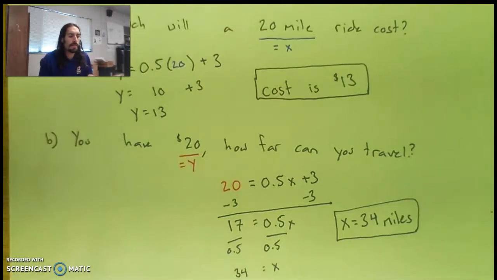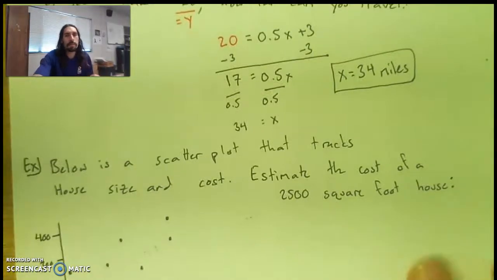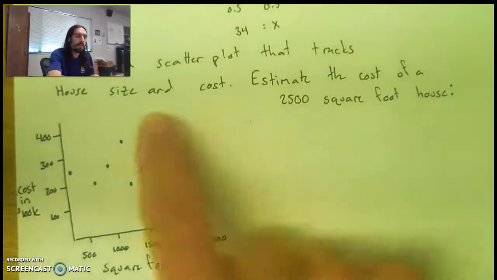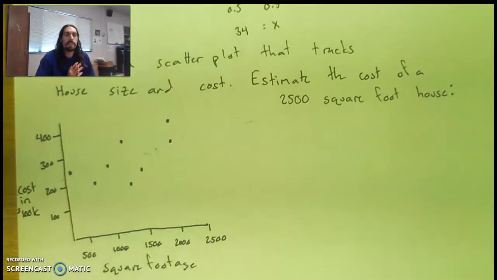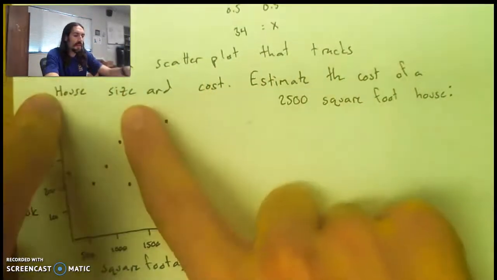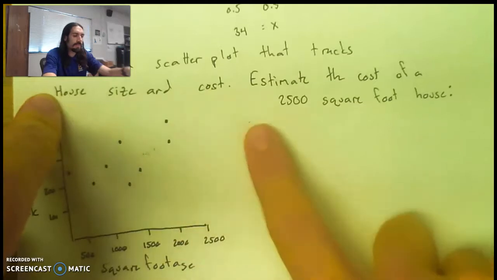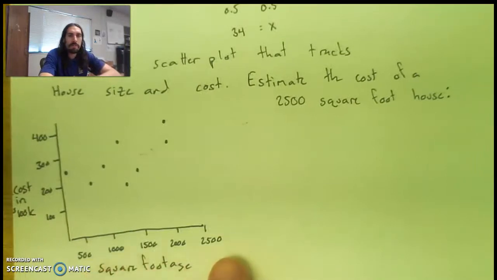There's one other scenario. This would have been in chapter 4 last year, 4 or 5. I don't know if you guys saw this, but most of the time when we're talking about linear equations, we have what's called a scatter plot. The idea behind a scatter plot is you've got a few data points and you want to talk about more than just those data points. In this particular example, it says below is a scatter plot that tracks house size and cost. If we look, there's square footage at the bottom. It's going from 500 to 2,500. Most houses are probably between 1,000 and 2,000 in this area for a ballpark.